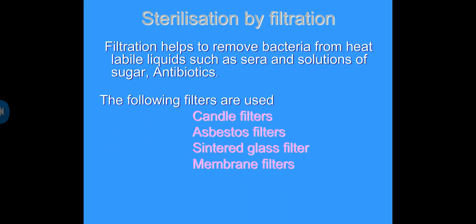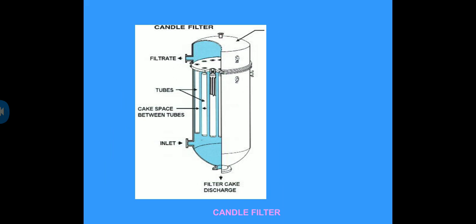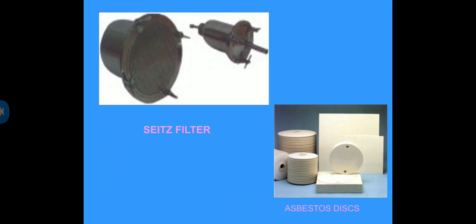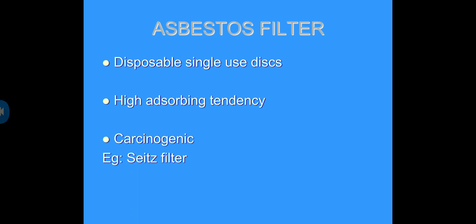Next one is sterilization by filtration. Filtration helps to remove bacteria without heat. The following filters are used for filtration: candle filter, asbestos filter, sintered glass filter and then membrane filters. You are seeing here the diagram of the candle filter. Candle filters are widely used for the purification of water, made of unglazed ceramic, and it is a sieve filter. This diagram shows the candle filter and the asbestos disc filter.